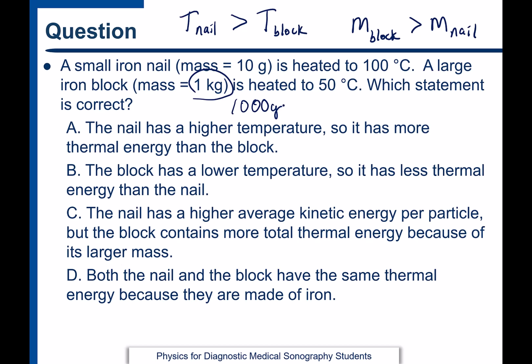The nail has a higher temperature, so it has more thermal energy. Well, the nail does have a higher temperature, but it definitely doesn't have more thermal energy. The block has a lower temperature, so it has less thermal energy. Nope. The nail has a higher average kinetic energy per particle. That's true, because remember, average kinetic energy is temperature. But the block contains more total thermal energy because of its larger mass. That's also true. And so we can see that C is the correct answer. We'll notice D doesn't make sense. It says they have the same thermal energy, but they clearly don't.